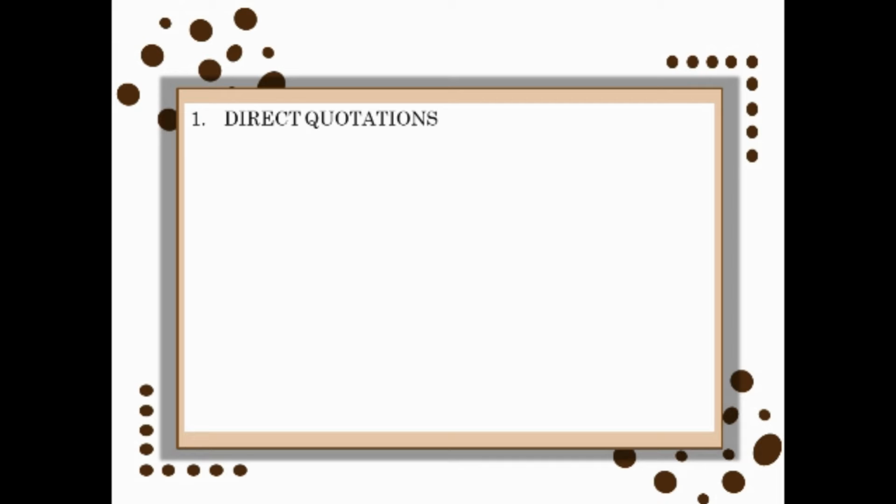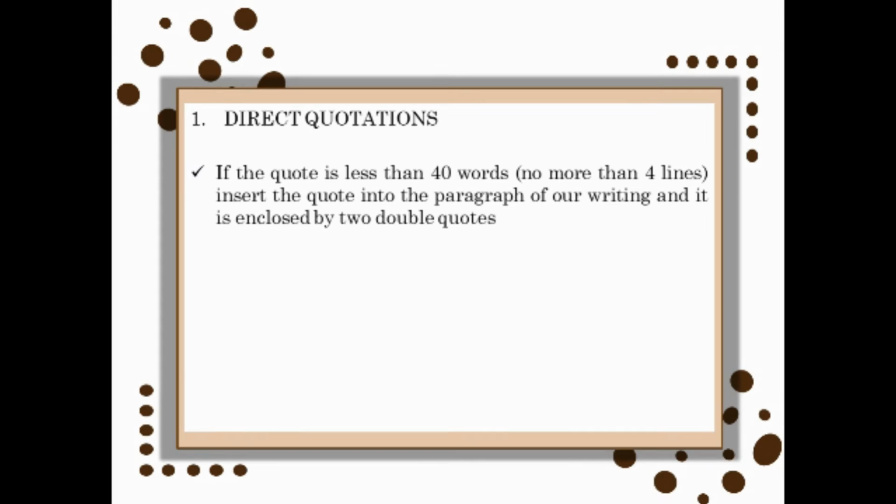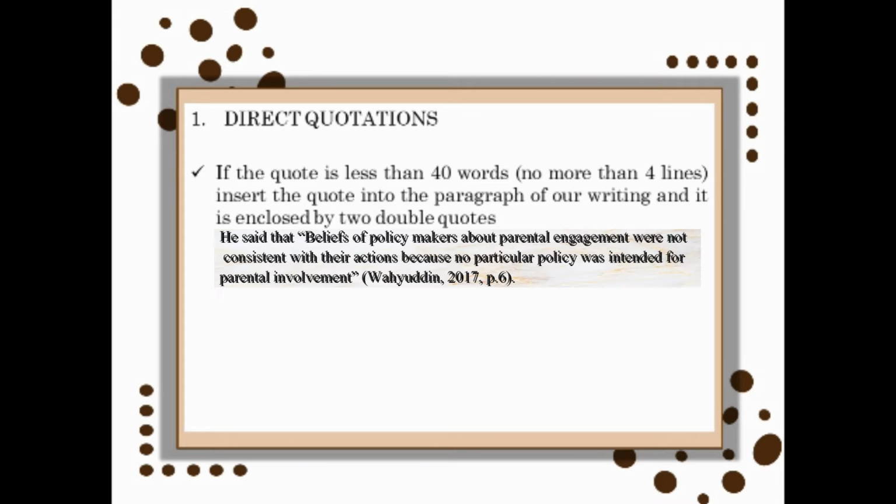As for how to cite a literature review with direct quotation, the first, if the quote is less than 40 words or no more than 4 lines, insert the quote into the paragraph of our writing and it is enclosed by double quotes. Look at the example.